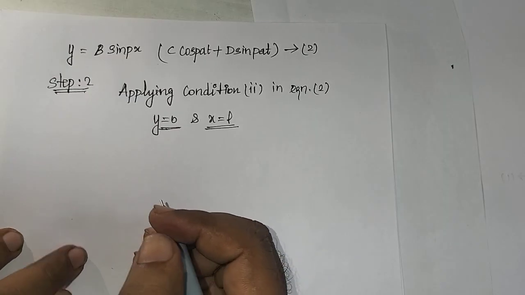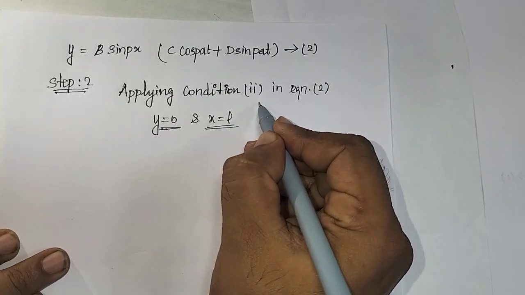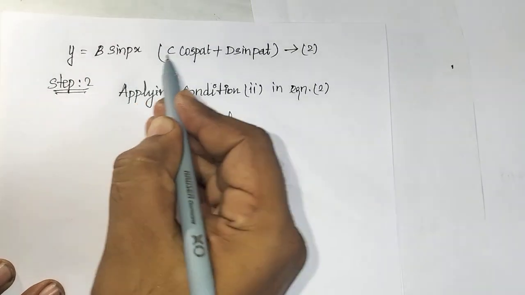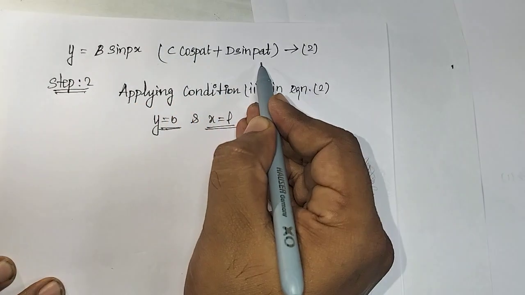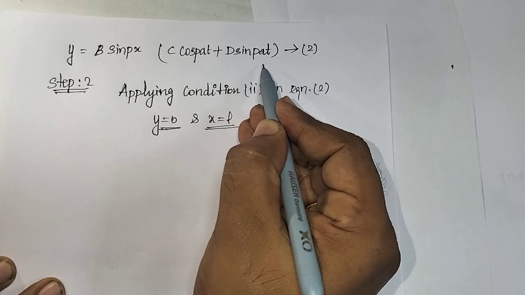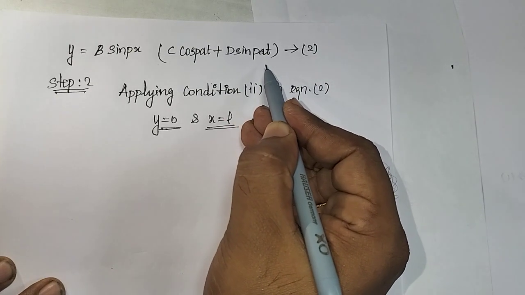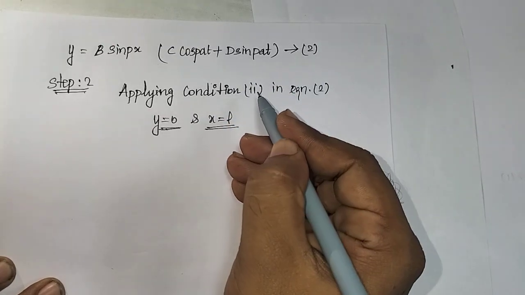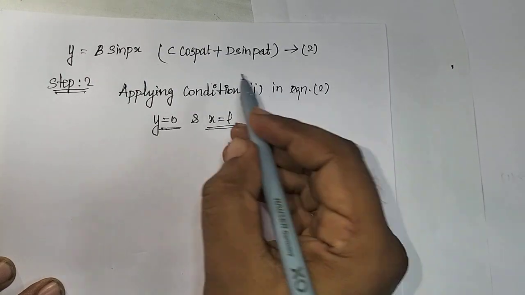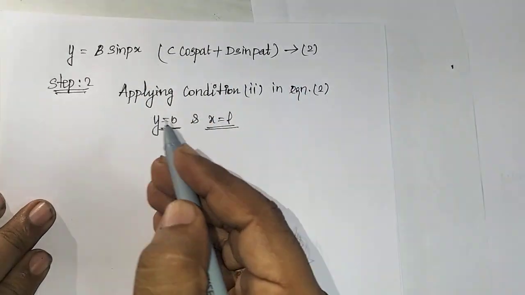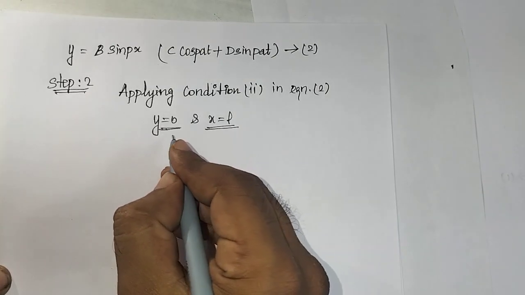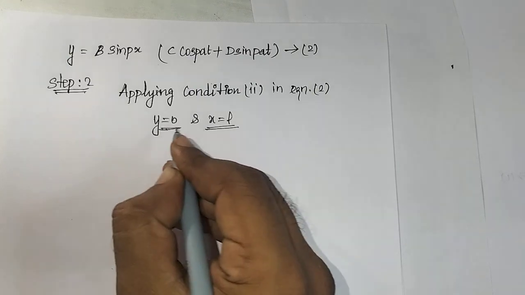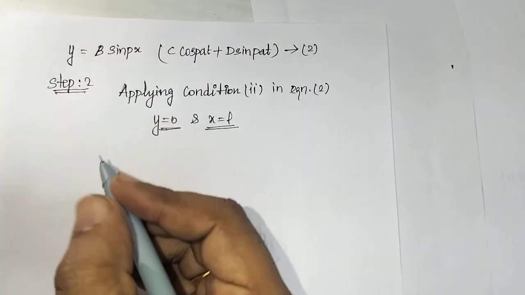After that, step 2, I am going to apply condition 2 in equation 2. What is our equation 2? y = b sin px (c cos pat + d sin pat). How did we get this equation 2? Based on equation 1, in that equation 1 we substituted condition 1, I get a = 0. That a = 0, again I substituted in equation 1, I get equation 2. In this equation, we have to substitute condition 2. What will be our condition 2? y = 0 and x = 0. These two values I am going to substitute in equation 2.